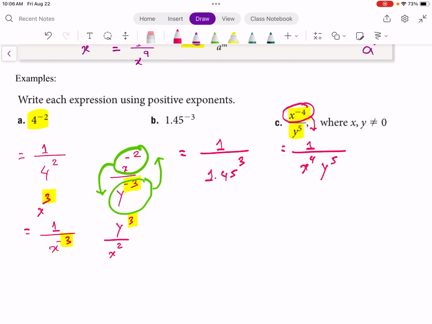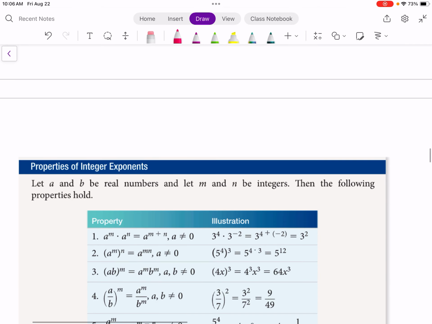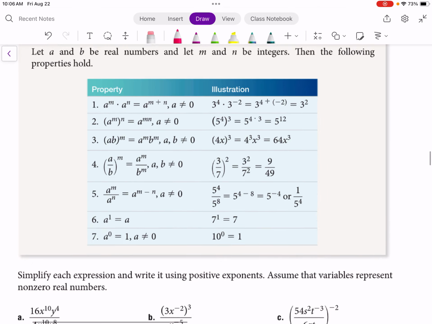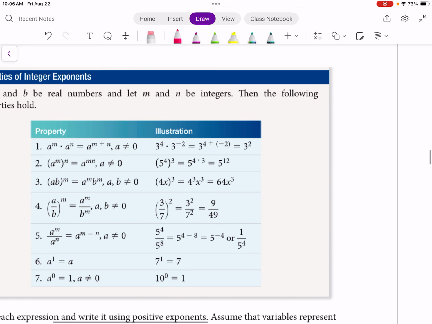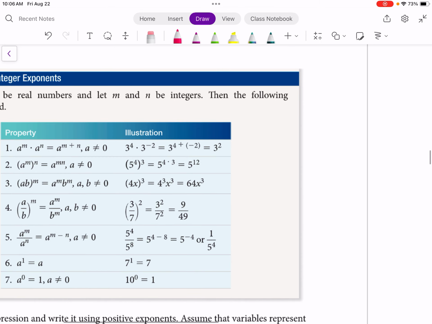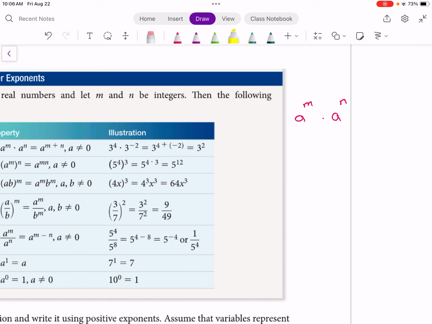Okay, next we have more properties of exponents. The very first property: let's take a to the power m times a to the power n. So we have two exponential expressions. What is the one common thing you see in these two expressions? The base. Yes, the base is the same, right? For both expressions the base is a, and the exponents m and n are different, but the base is the same.